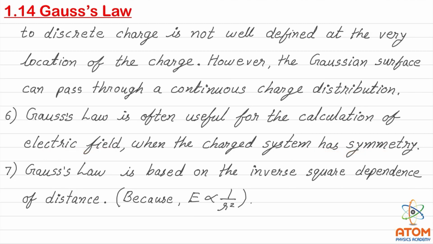Next, Gauss's law is based on the inverse square dependence of distance. We know that electric field is inversely proportional to the distance square, which is known as inverse square law. So, Gauss law is based on the inverse square dependence of distance. Obviously, in Gaussian equation, the left term is integration E dot ds. So, there electric field comes, and so the Gauss law is based on the inverse square dependence of the distance.